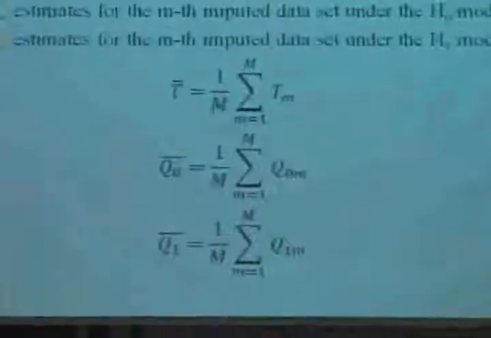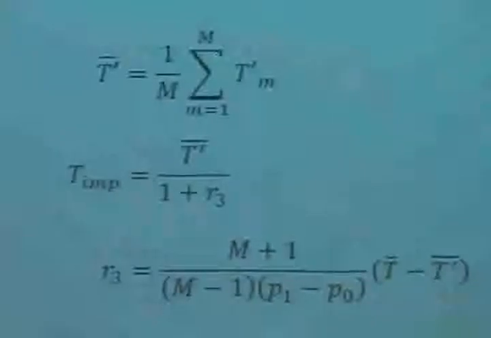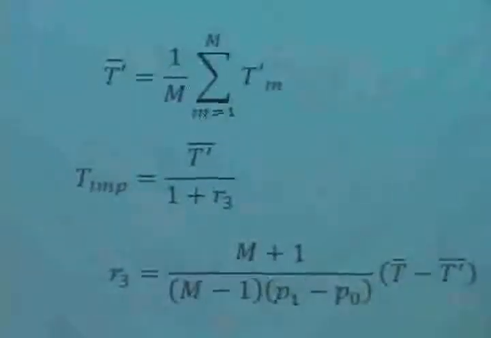This basically explains how Rubin's method works, and you don't really need to know this. Trust us, we're just telling you this so you know what Mplus does.